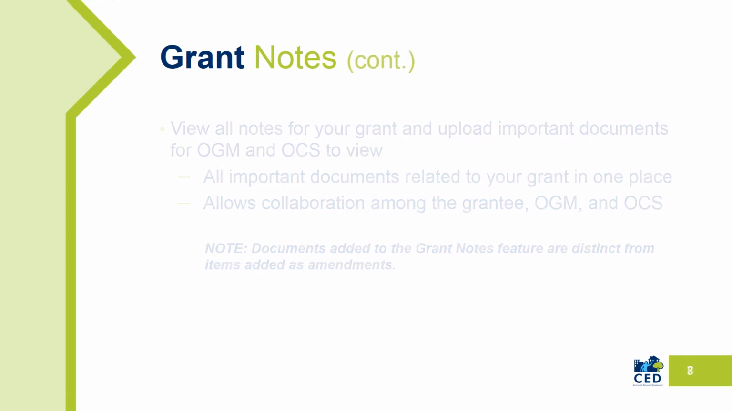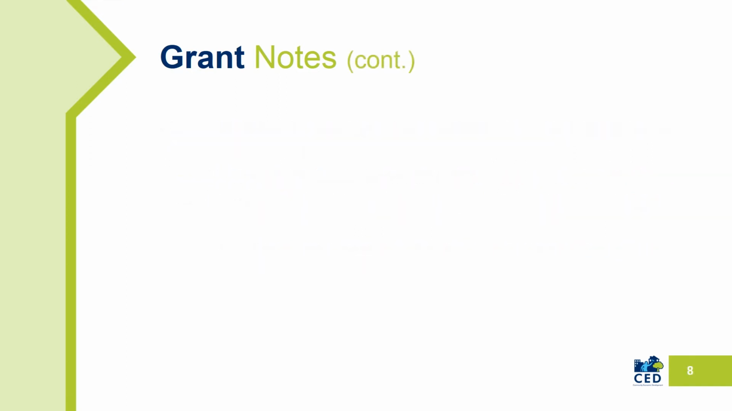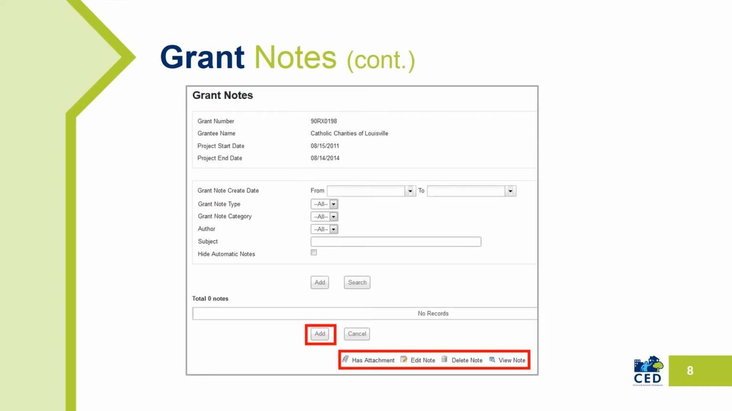To access the Grant Notes feature on the My Grants List screen, you will select Grant Notes. It is the button directly under the View NGA option we discussed in the earlier slide. After selecting Grant Notes, you will be taken to the Grant Notes screen, which is what you see on this slide. A couple of items to keep in mind.